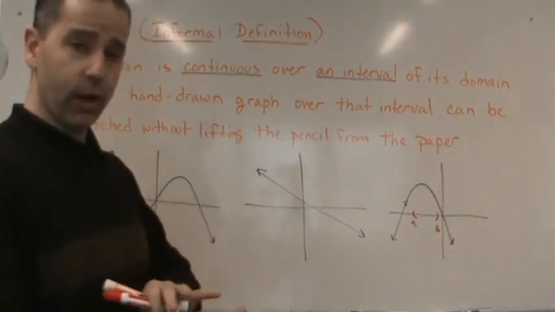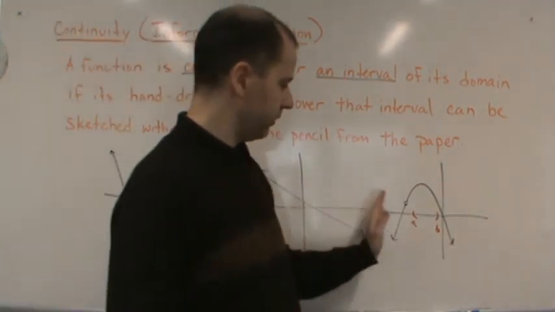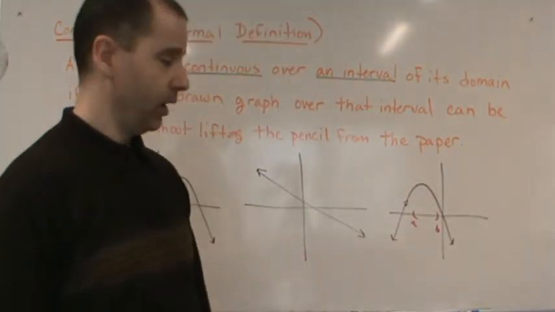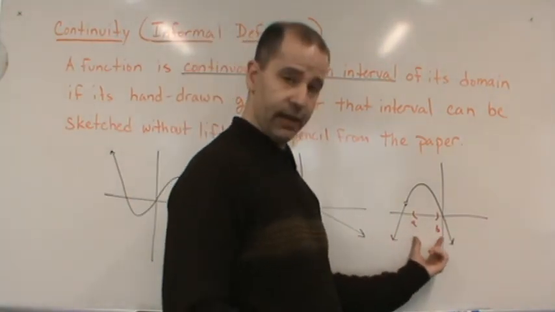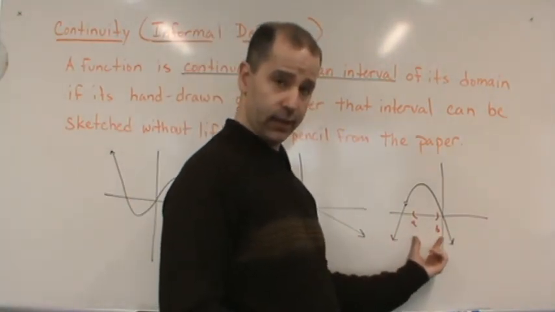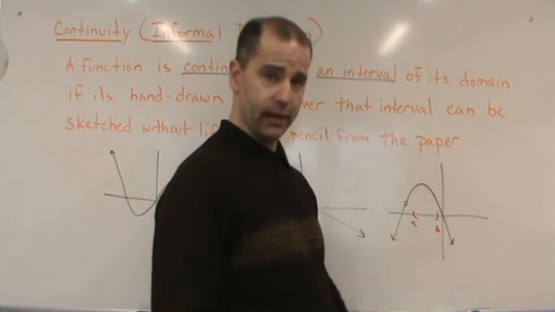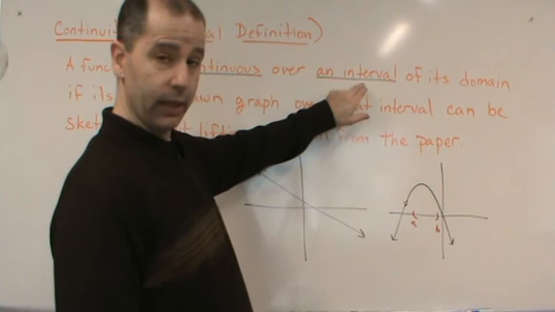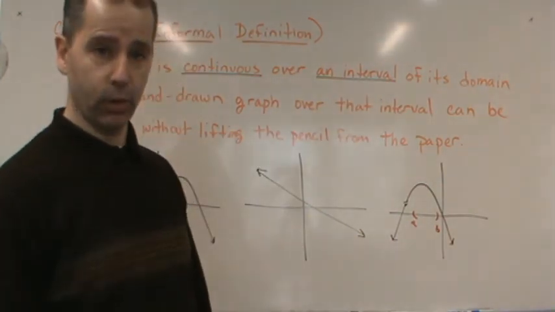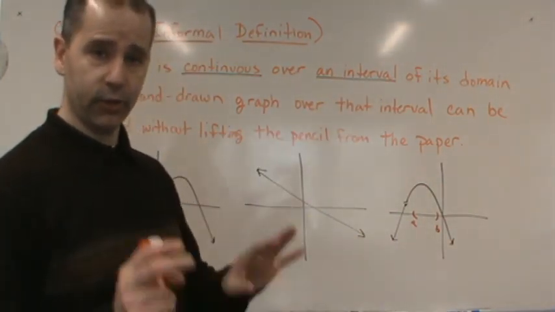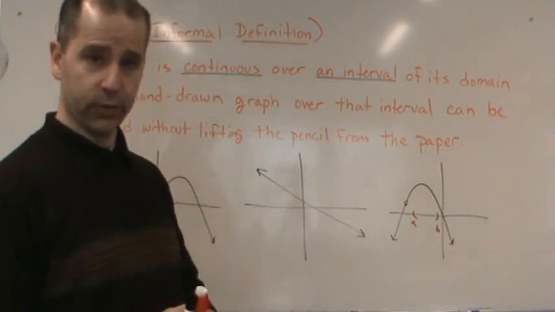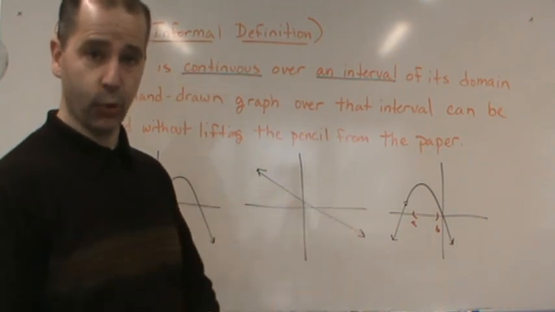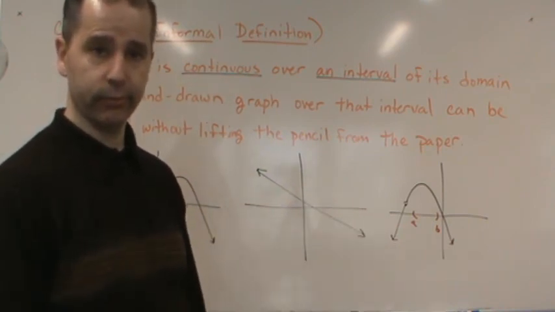If we're talking about the entire domain, then we would say this is discontinuous on the entire domain. But if we're just interested in a smaller interval, a subset of the domain, then in this case it is continuous. So that's also important. We're talking about a particular interval. You'll have to read the problem, and the problem will either say on this interval, giving you the interval, or it'll say on the domain, which means you have to consider everything.